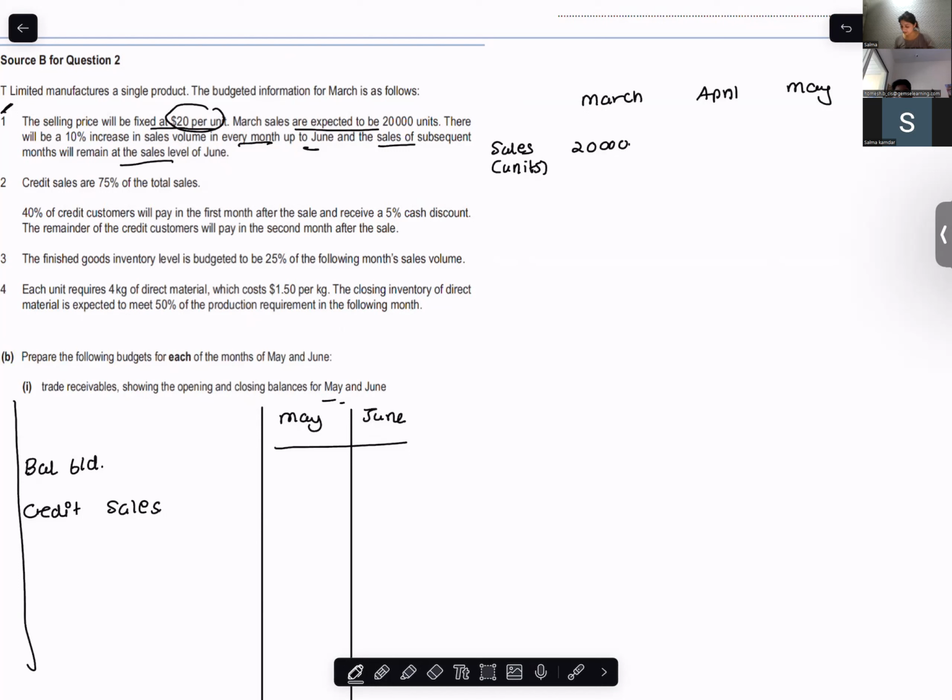So every month it is expected to increase by 10%. So 2,000 increase, it will become 22,000, which is 110% of 20,000. Then 110% of 22,000: the increase is 2,200, so it will be 24,200. And again 110% of 24,200: it will increase by 2,420, so 26,620.